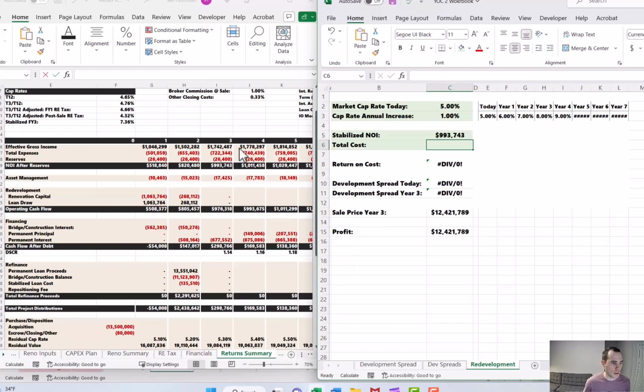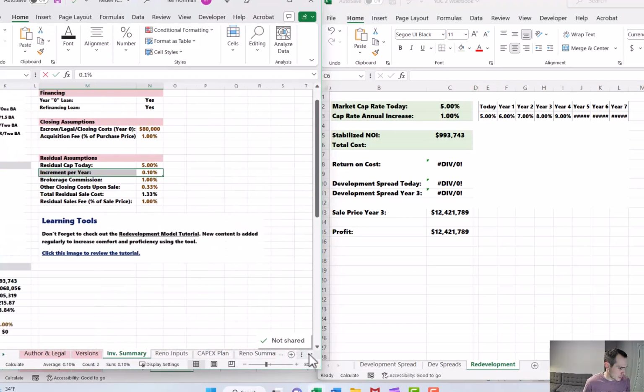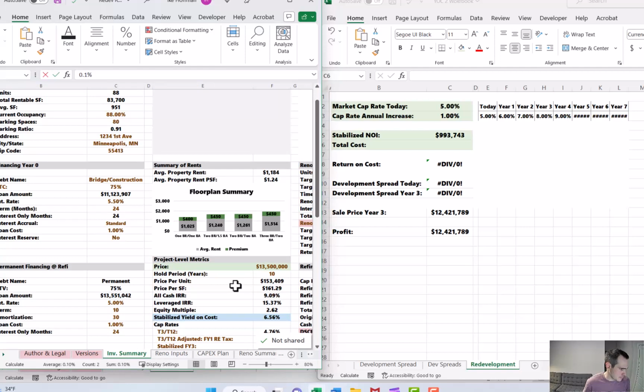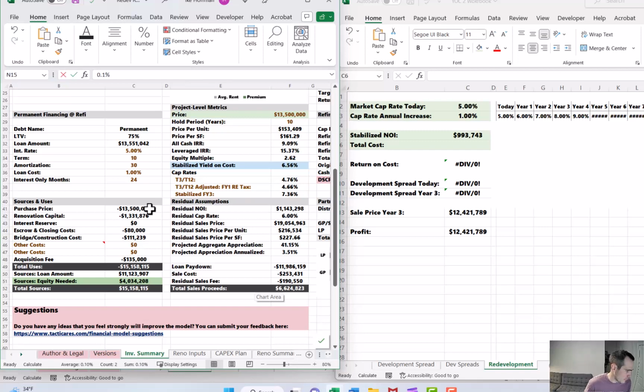Then total cost. What's the purchase price plus any renovation capital, deferred capital, financing fee? So to get that, we'll go back to the investment summary tab, and we're going to scroll back over to the very left. And you can see there's a nice sources and uses summary. We can see the purchase price is $13.5 million. We're projecting about $1.33 million of CapEx. There's some closing costs. There's construction financing costs, and then in this particular deal, the sponsor would charge an acquisition fee. So all of these costs equate to $15.158 million. So I'm going to grab that.